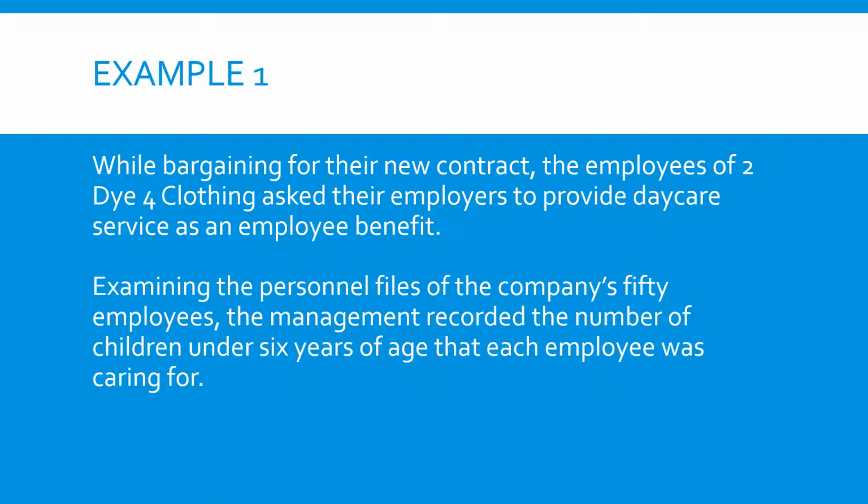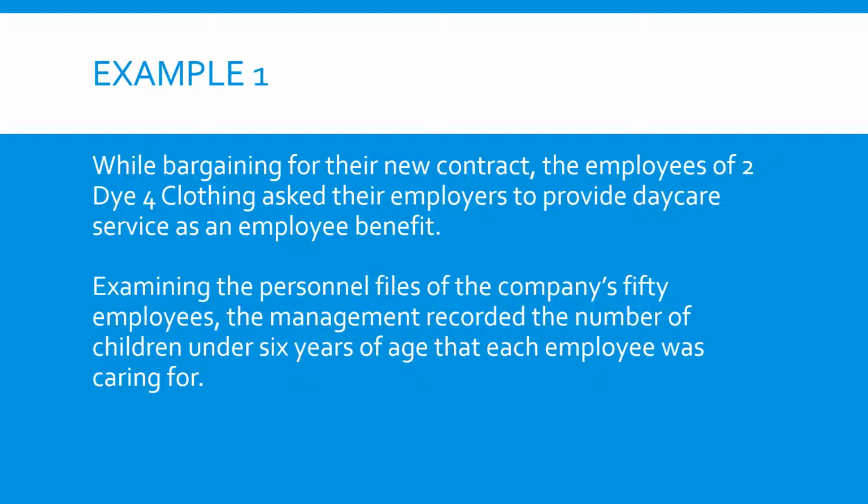Let's look at our first example. This is a word problem and it's kind of long, so I'm going to split this up into a few pages. It says, while bargaining for their new contract, the employees of To Die For Clothing asked their employers to provide daycare service as an employee benefit. Examining the personnel files of the company's 50 employees, the management recorded the number of children under 6 years of age that each employee was caring for.